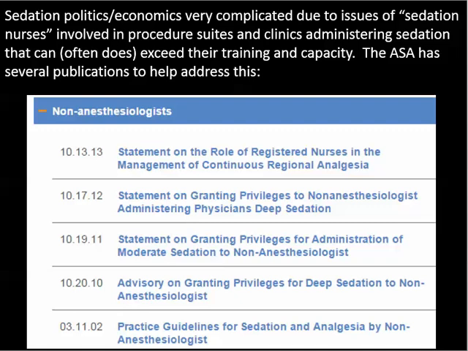And then very intense in the last few years, 2010, 11, 12, 13, all these advisories and statements on granting privileges for moderate sedation, granting privileges for deep sedation, which would have to be like to the cardiologists, to the pulmonologists, to the gastroenterologists in particular, who claim that it's perfectly safe for them to direct nurses using propofol. That's one of the biggest issues. It's not settled. It's an ongoing controversy.